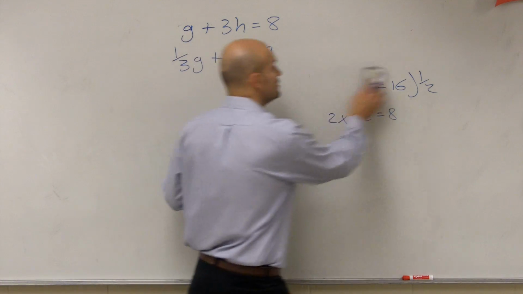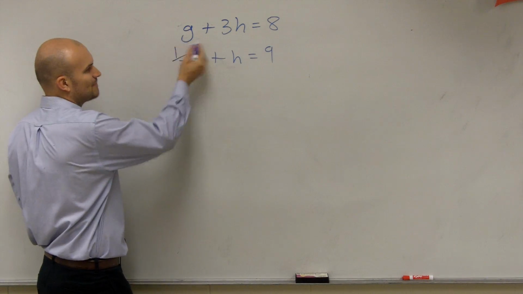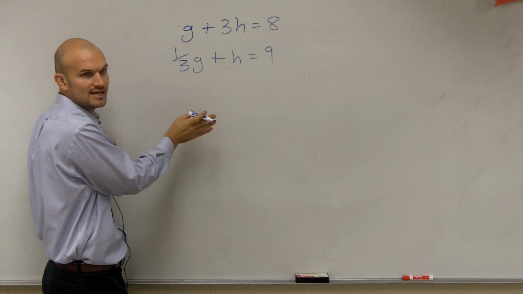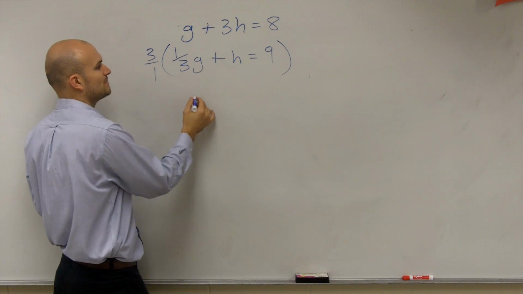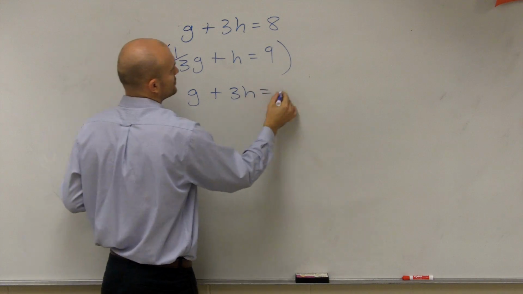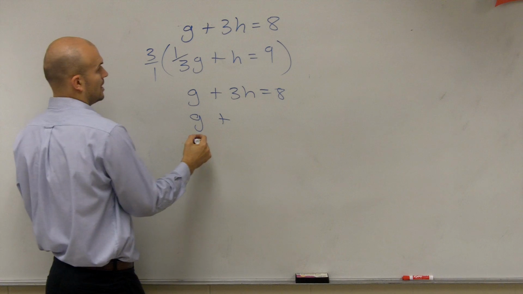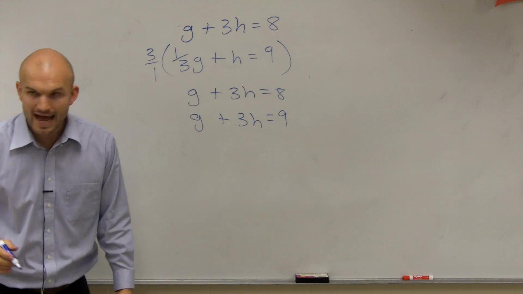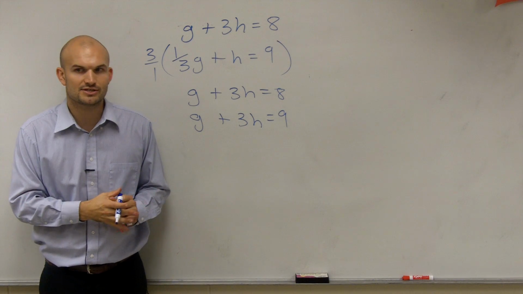Multiply by the reciprocal, which would be 3 over 1, right? So is it OK then if I multiply 3 times everything? Am I still going to have the same answer? Is my equation still the same? Yes. So when I multiply everything by 3, I get g plus 3h equals 8, and then this just gives me g plus 3h equals 9. Now, before even doing substitution, I want to take you guys a look at this.